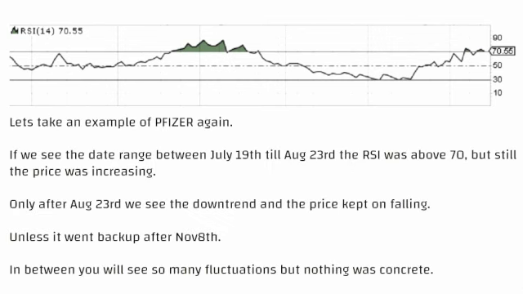Let's take an example of Pfizer again. If we see the date range between July 19th till August 23rd, the RSI was above 70. But still the price was increasing. Only after August 23rd, we see the downtrend and the price kept on falling, until it went back up after November 8th. In between you will see so many fluctuations but nothing was concrete.